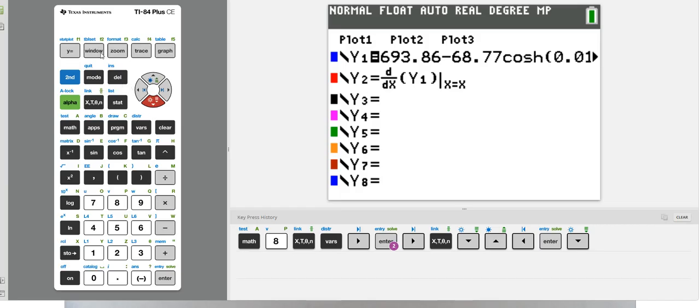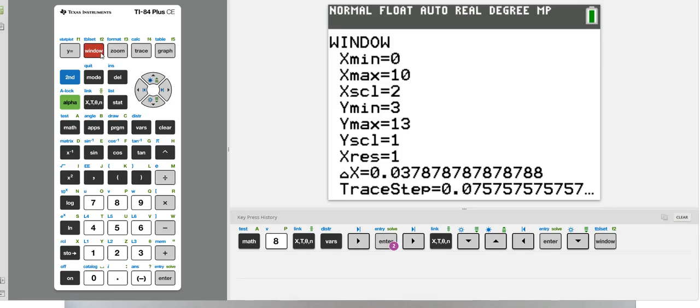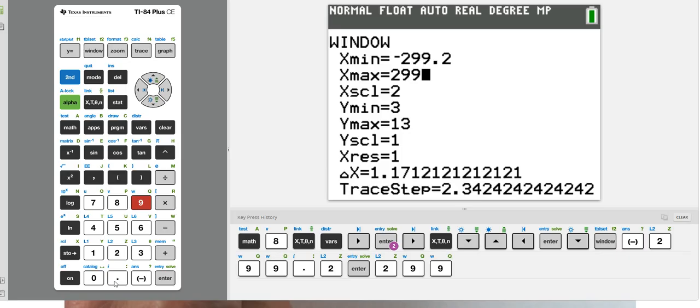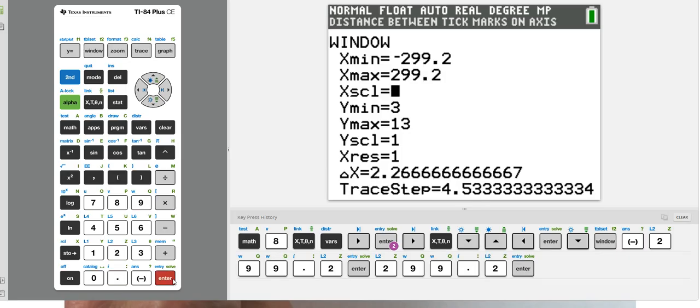As far as our window is concerned, let's set up our window from negative 299.2, and it's going to be symmetric, so up to 299.2. As far as where you see your tick marks, we probably don't want to leave this as 2 because that would give us close to 300 tick marks across the bottom of our screen. That'd be kind of a lot. So I'm just going to make this something like 50. You could do 100 if you want.